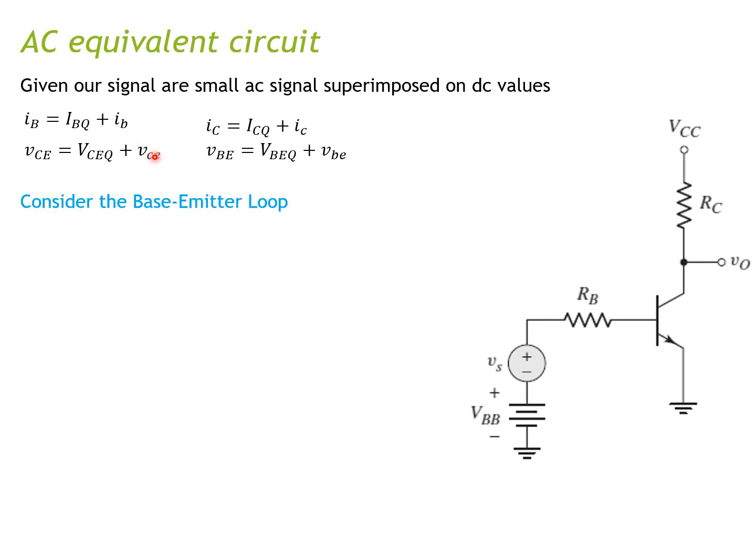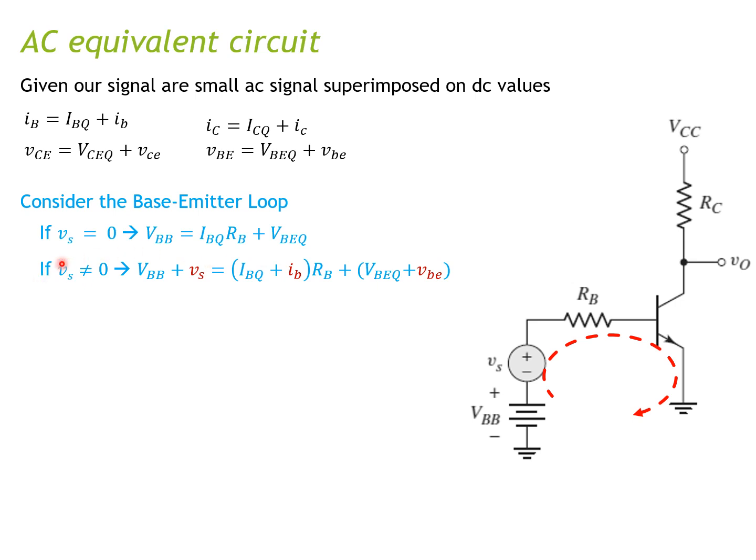So first, let's consider the base-emitter loop, which is this loop. The first scenario is when this signal source is turned off, Vs equals 0. In that scenario, you apply Kirchhoff's voltage law. You can write down this equation: the base bias voltage, VBB, equals IBQ multiplied by RB plus VBEQ. But when you turn on the signal source, Vs will be different from 0.